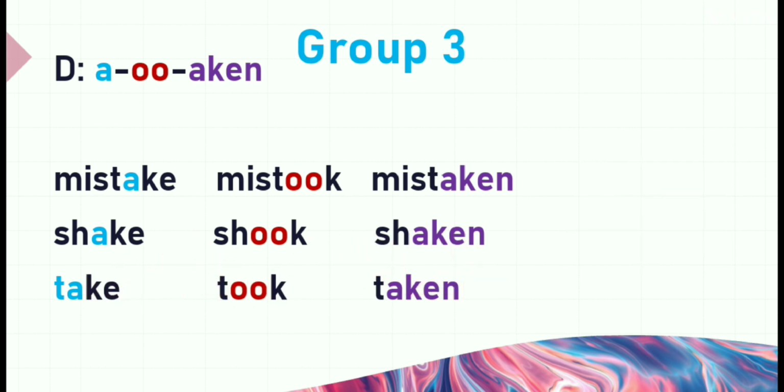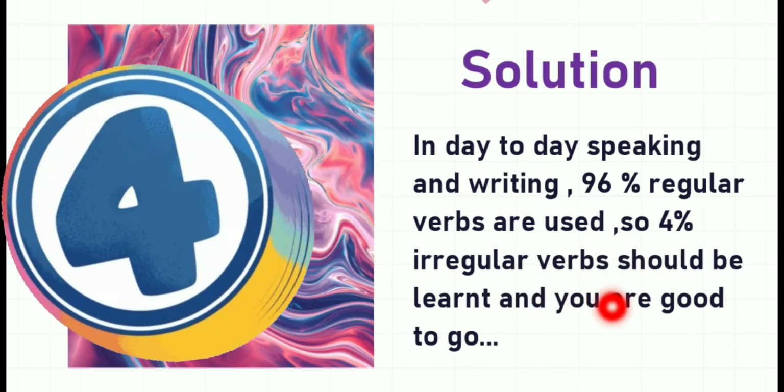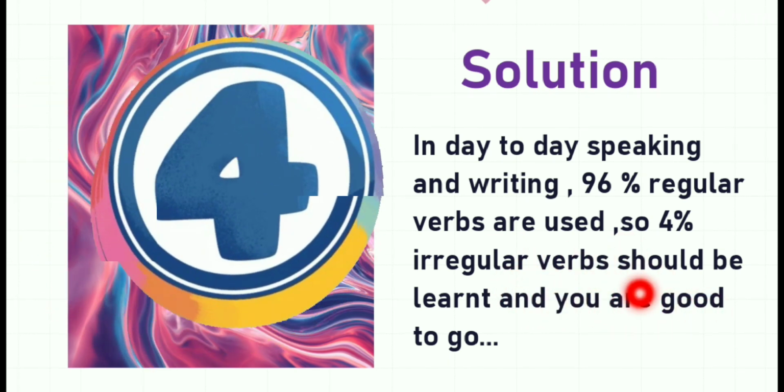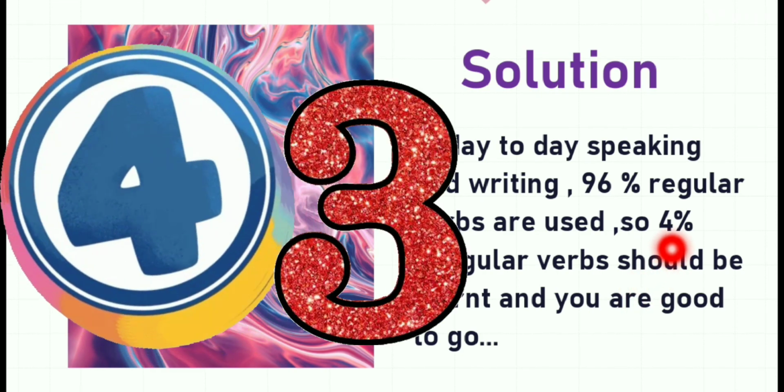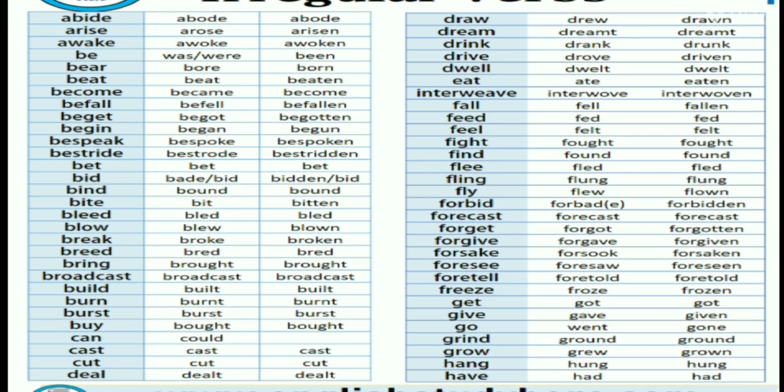So these are the categories of irregular verbs. Well, if you memorize these patterns, then it is very, very easy to memorize regular and irregular verbs. But still, if you are confused, then what is the solution? In day-to-day speaking and writing, 96% regular verbs are used. Only 4% or 3% irregular verbs are used in the English language. So the solution is very easy: you can memorize them. Here is a list of some important irregular verbs. If you cram it, it's very easy to have a command on regular and irregular verbs.